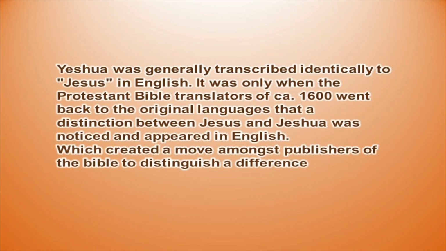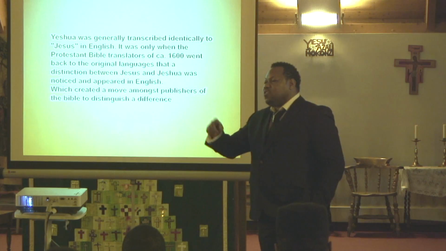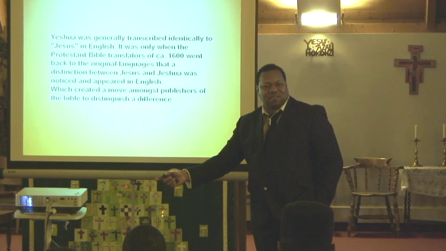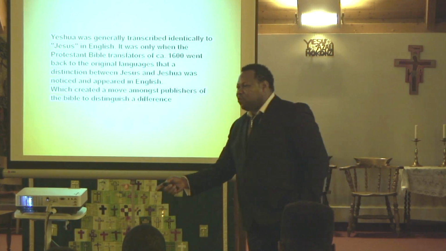Yeshua was generally transcribed identically to Jesus in English. It was only when the Protestant Bible translators, circa 1600, went back to the original languages that a distinction between Jesus and Yeshua was noticed and appeared in English in our Bibles, which created a move amongst publishers of the Bible to distinguish between Jesus and Yeshua and Joshua, which you notice in the book of James. You see in the Bible, Joshua starts to appear.